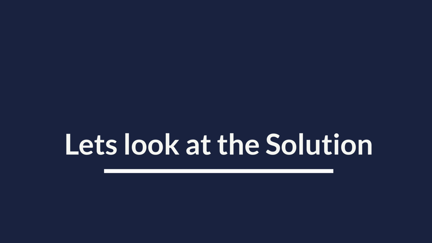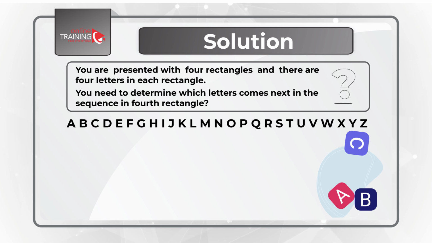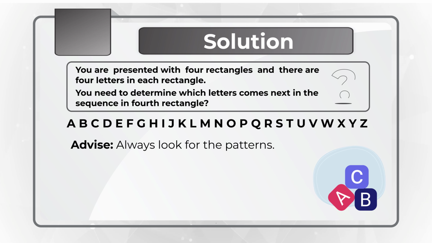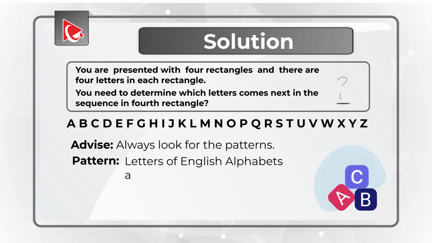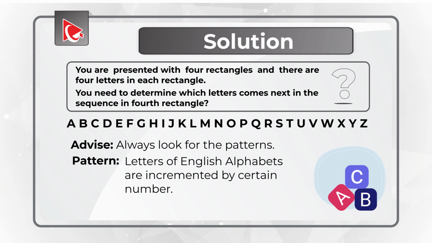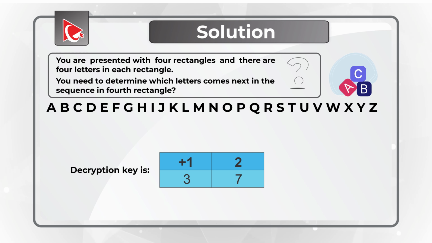To answer this question correctly, you need to know letters of the English alphabet, as well as you need to know a little bit of the math. And my advice to you, always look for patterns, because you would need the pattern to solve this question. So let's first look at the pattern. As you might have guessed, letters of the English alphabet are incremented here by the certain number. Increment number is different for each section of the rectangle. And the decryption key, if you're familiar with encryption and decryption, is 1, 2, 3, and 7.